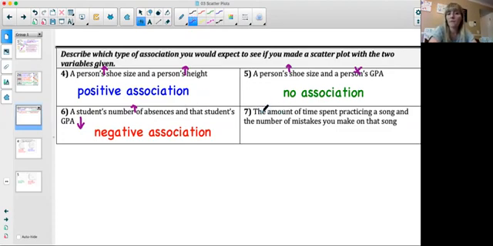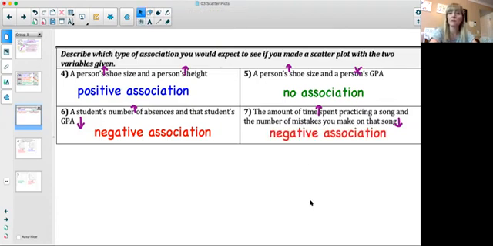Okay, one more here. The amount of time spent practicing a song. So there's one variable, time spent practicing. Let's imagine that one goes up. I always just imagine the first one increasing and then think about what would happen. So if I practice more, what happens to the number of mistakes I make? Well, the more I practice, my mistakes should go down. That's the idea, right? So that's a negative association. As one goes up, the other goes down.